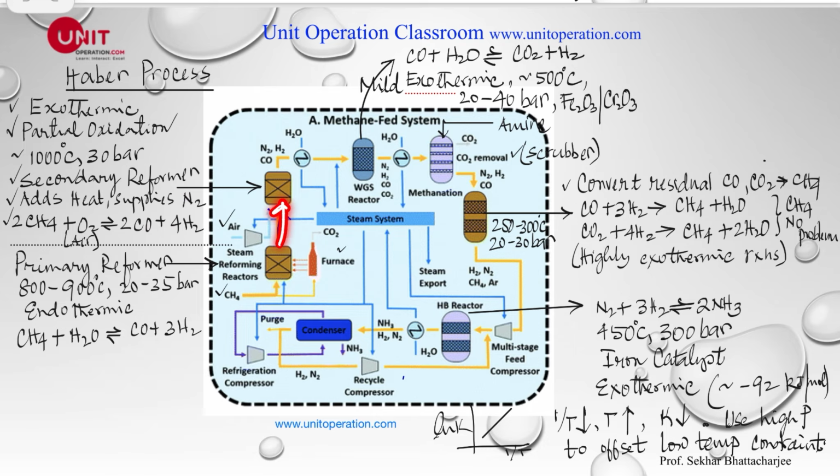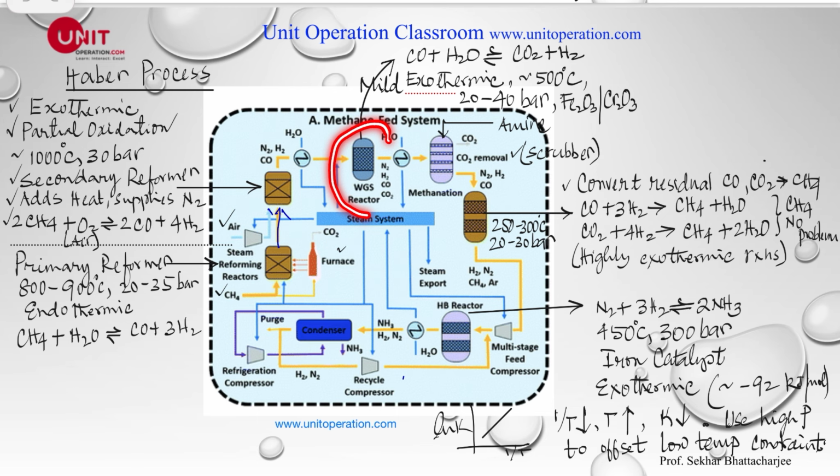So here's the air going in. And of course, we'll have a good amount of nitrogen, hydrogen, and carbon monoxide. Okay. And of course, unreacted methane. And then, of course, there is a waste heat boiler to take the heat out, and that produces steam that goes to the steam header.